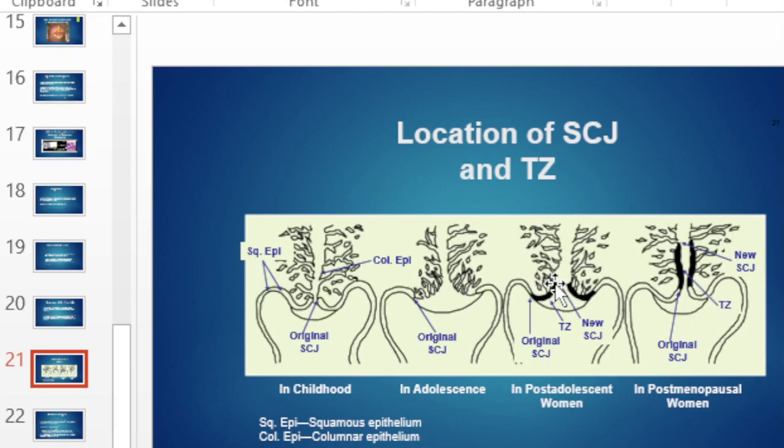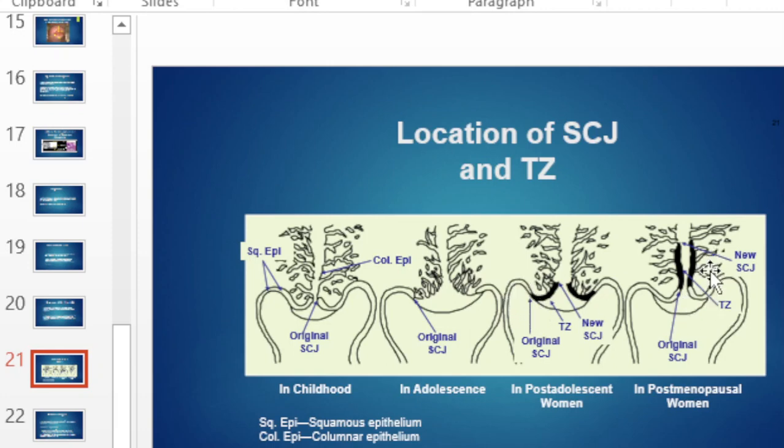So remember that the transformation zone is that area that is formed between the original squamocolumnar junction and the new squamocolumnar junction. That is the transformation zone. That is the place that we look at when we are screening women for cervical cancer. The place that we are looking at is the transformation zone.